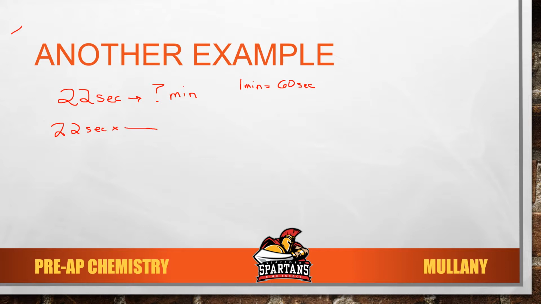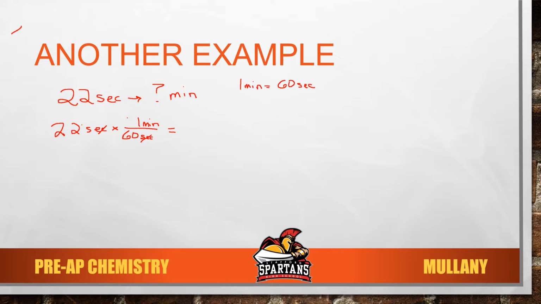Now we're going to multiply that by a fraction. I see I've got seconds here, so the unit I start with goes on the bottom. Then I'll say, here's seconds, here's minutes, so minutes goes on top. I look over here, there's a 1 in front of minutes, so I'll put the 1 there. 60 in front of seconds, so I put the 60 here. Seconds cancel seconds. Now I'm going to do 22 times 1 divided by 60.